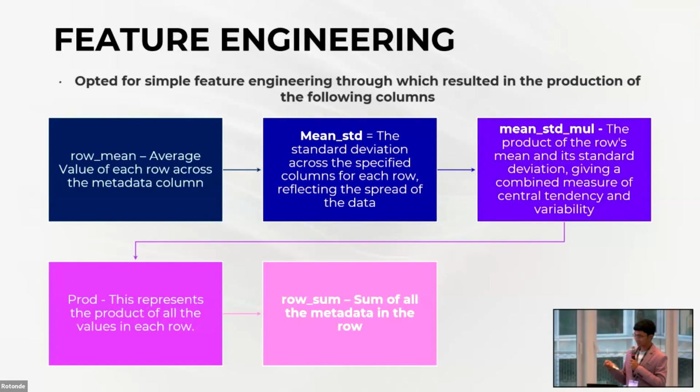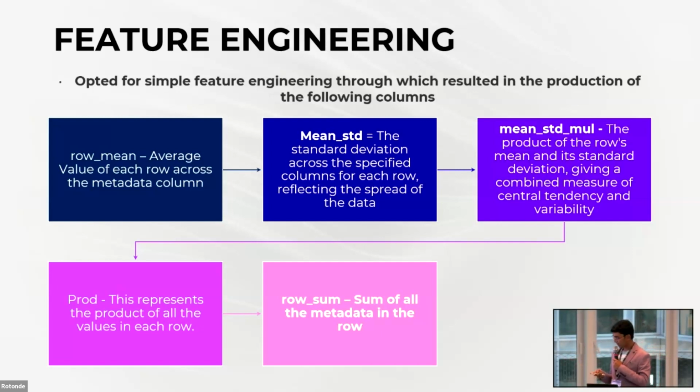Also, I had the multiplication, where I multiplied all the columns of each row together. So this helped the model to know if there are 0 values in the data, because if there was a 0 value, the product would also be 0. And then the row sum of the metadata in the row. Really simple feature engineering, but it did work.